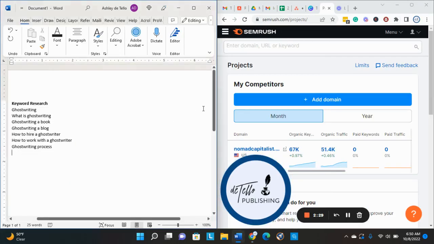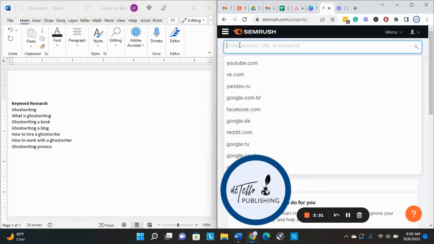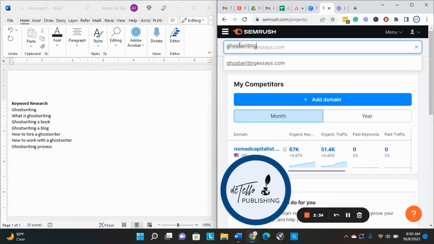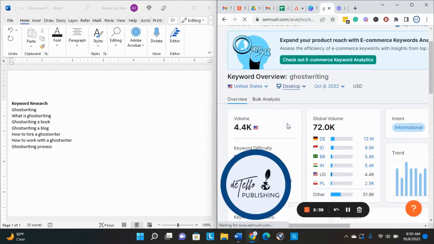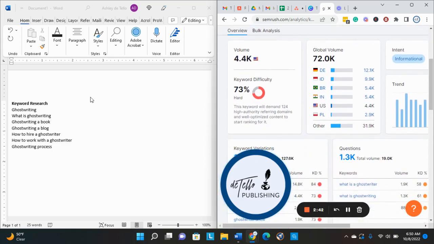Let's pull this up. And you just type in your keyword. So I'm going to type in ghostwriting, and it'll pull up. Okay, so this is a huge keyword. And it's nice that lots of people are looking for it, but at the same time, that means that you're going to be competing with a lot of people to have people read your article. So there are several different things that you can look at when you're doing the research.